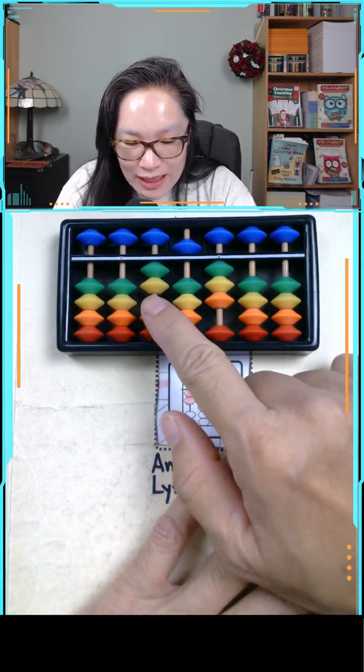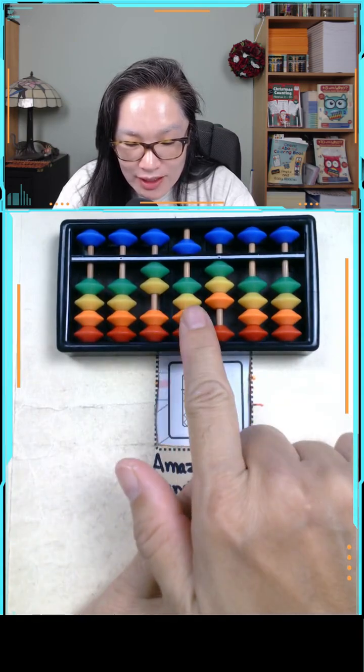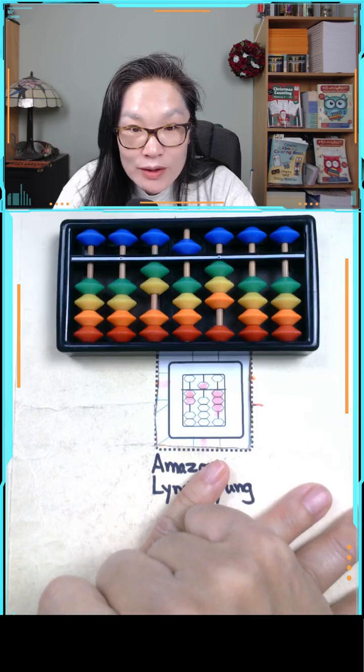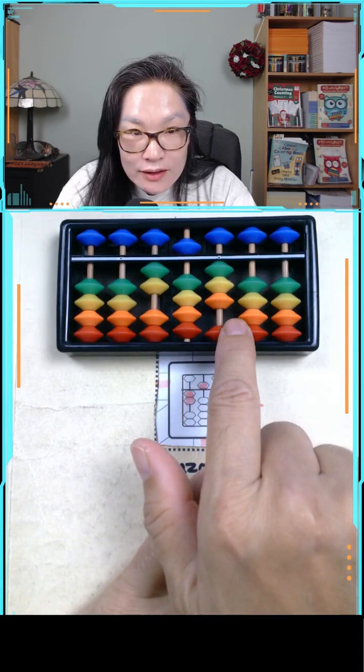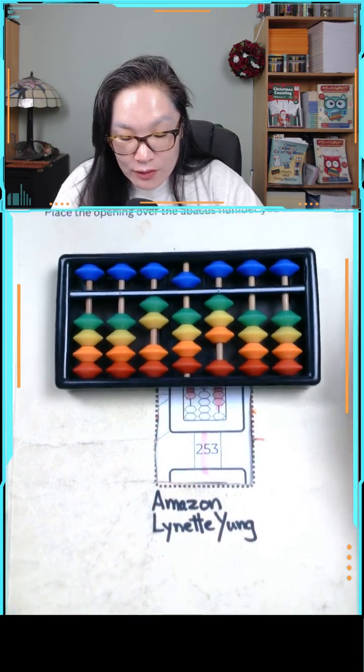So we have our hundreds, we have our tens, and we have our ones. What number do we think that is? 253. That's what that is. And so we have our next number.